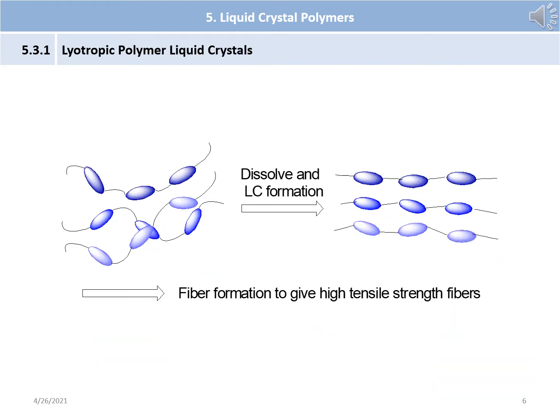For lyotropic polymer liquid crystals, the liquid crystalline phase is formed when the dry polymer is dissolved in solvent. As a result, fiber formation gives high tensile strength fibers.